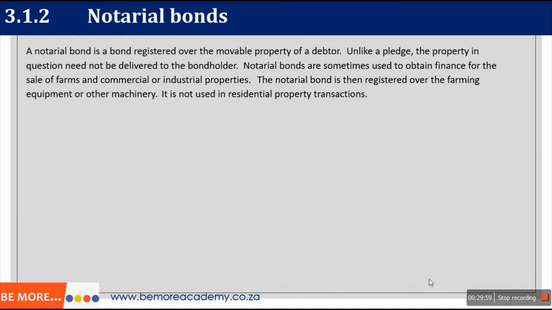Notarial bonds. A notarial bond is a bond registered over the movable property of a debtor. Unlike a pledge, the property in question need not be delivered to the bondholder. Notarial bonds are sometimes used to obtain finance for the sale of farms and commercial or industrial properties. The notarial bond is then registered over the farming equipment and other machinery. It is not used in residential property transactions.